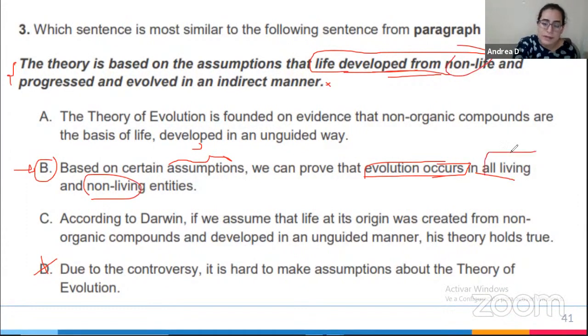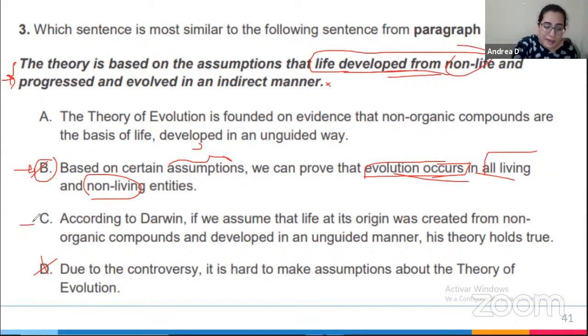But what about living entities? And evolution occurs. So the main idea of this sentence is not trying to explain where evolution occurs, but basically what the theory is based on, right? Not where evolution occurs, but what the theory is based on. So I don't know if you guys get that part. Is it okay if we eliminate B? Yeah, right? It's not the same thing.